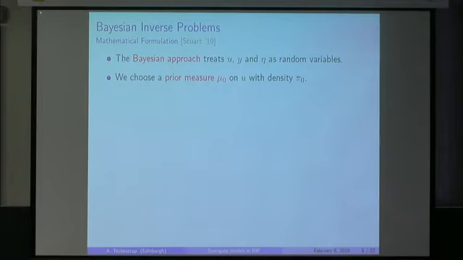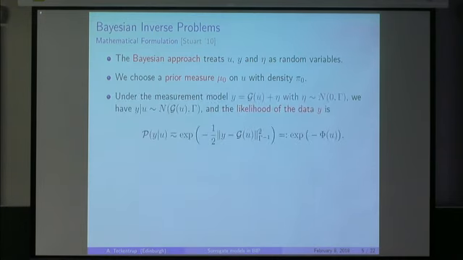You could incorporate something like you know that u is always positive, or you have some other geometrical constraints, which you incorporate into this prior measure, which I'm going to denote by mu0, and I'm going to assume that it has a density with respect to the Lebesgue measure. So this is just the PDF, which is pi 0.